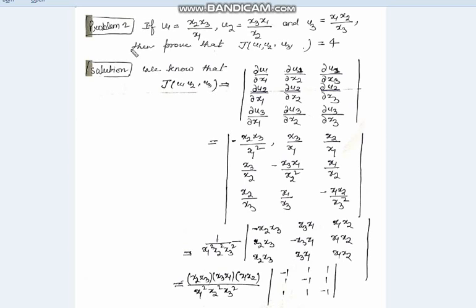Problem: if u1 is a function of x1, x2, x3, and u1 is equal to x2 x3 upon x1, similarly u2 is equal to x3 x1 upon x2, and u3 is equal to x1 x2 upon x3, then we have to prove that the Jacobian of u1, u2, u3 with respect to x1, x2, x3 is equal to 4. So as we know, the Jacobian of u1, u2, u3 with respect to x1, x2, x3 is calculated by this formula.